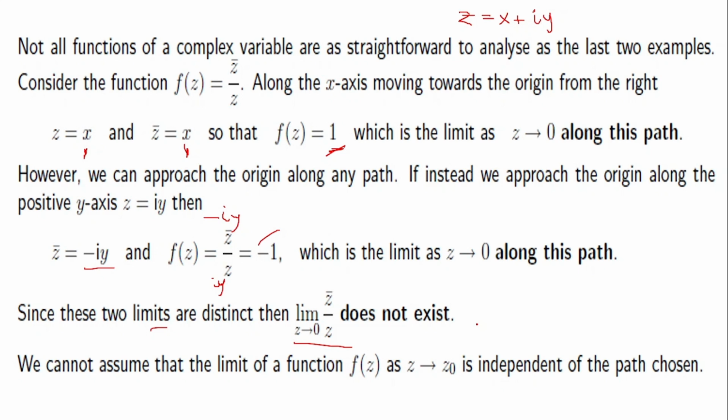So we cannot assume that the limit of the function f of z, as z tends towards a point, is independent of the path. Even though we used the first two to show that no matter the path, we get the same answer, we cannot assume that the limit is always independent of the path. The path plays a lot of role. So how do we solve the problem?